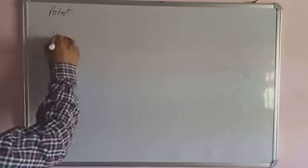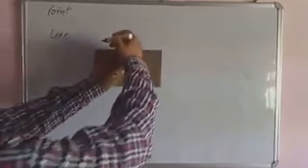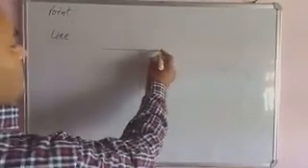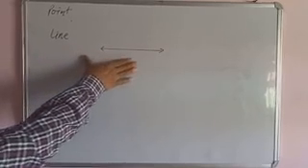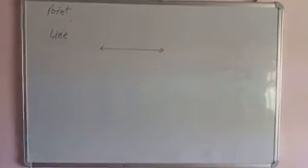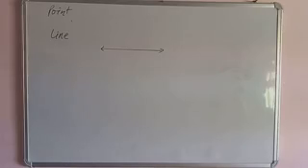And the next term that arises here is line. So what is a line? A line is a straight path which extends endlessly in both directions. Suppose this is the symbol of a line. It does not have an exact length. So we can extend a line endlessly in both directions. It has no fixed length.